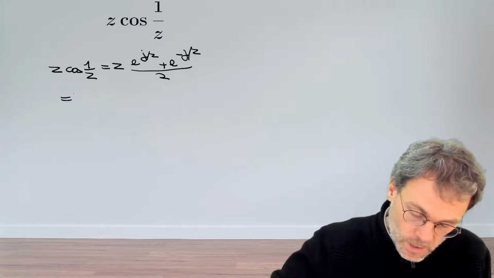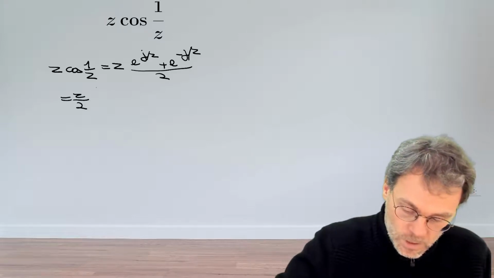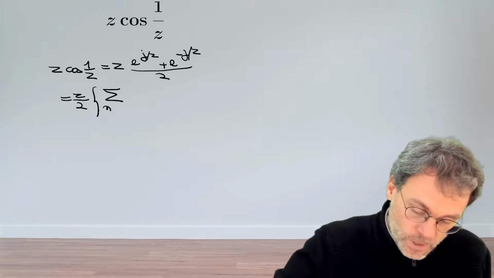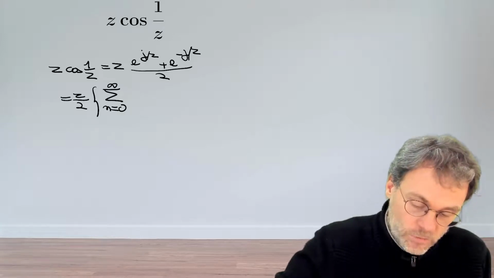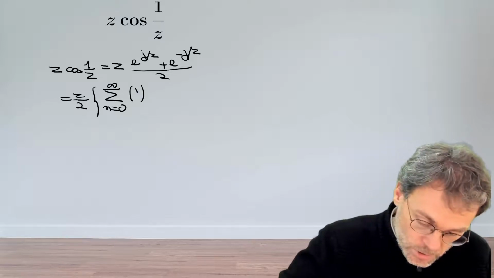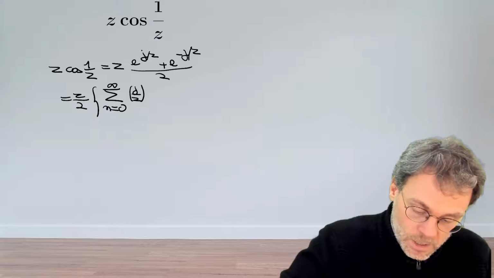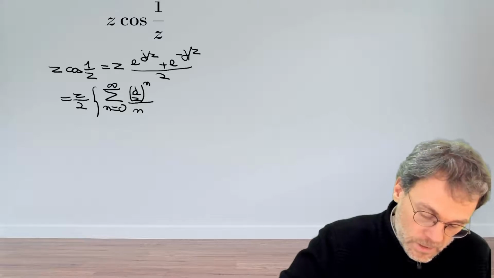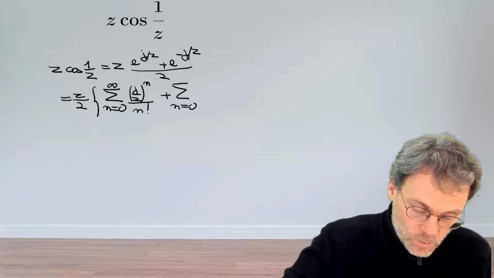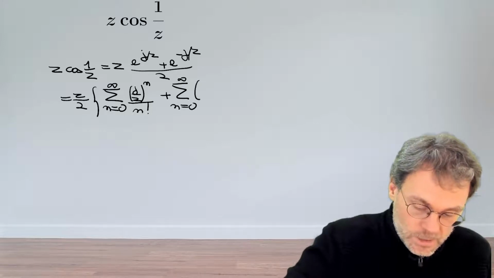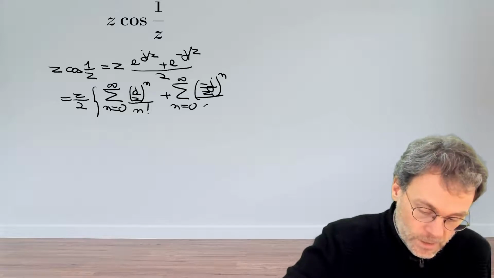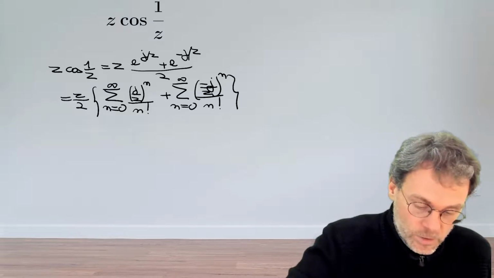So we can write this as z over 2. And then for the first series expansion, we have a sum n going from 0 to infinity of the argument of our exponential, which is j divided by z to the power of n divided by n factorial. And then we have a second summation where we basically have exactly the same, but with a minus j. So minus j over z to the power of n divided by n factorial.